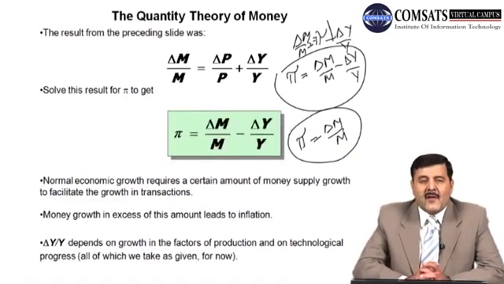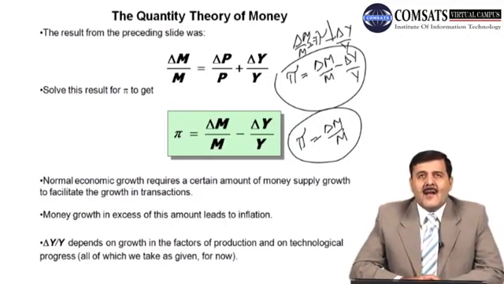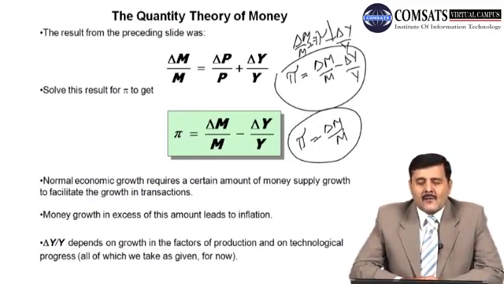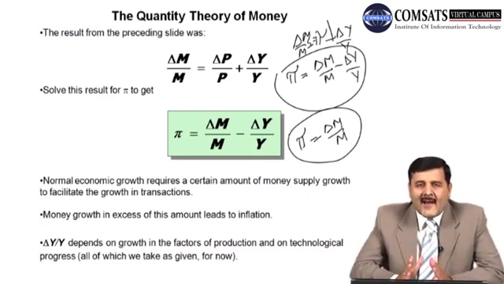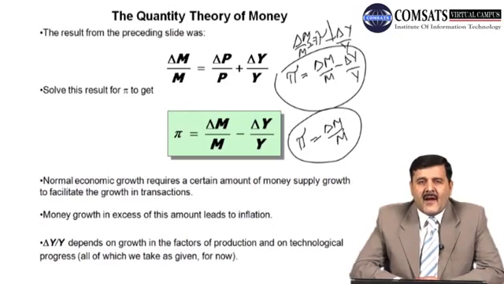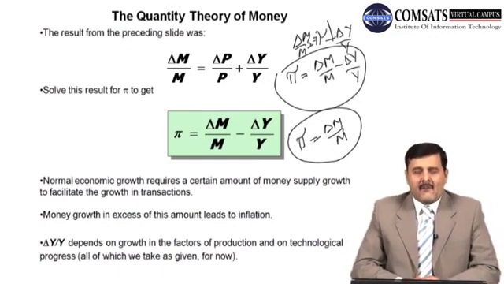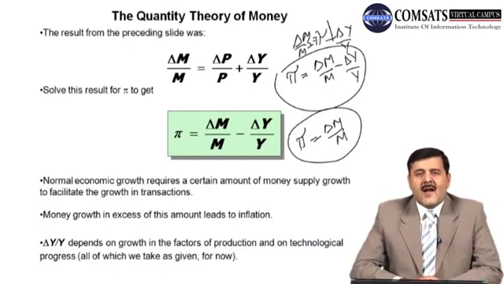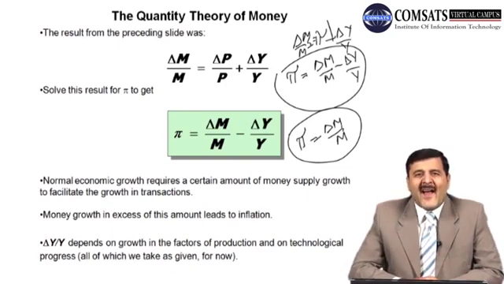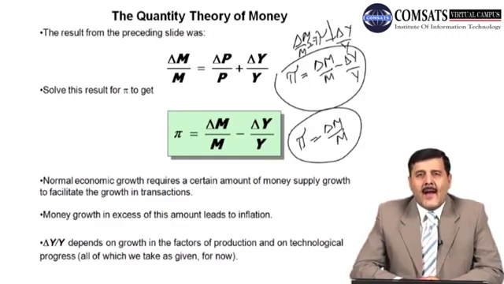Now solve this for inflation and we have come up with the final equation, which is π = ΔM/M − ΔY/Y. So this equation can tell us the direct relationship between prices or the inflation rate and the growth rate of money supply, because as we know ΔY/Y depends on the growth rate of factors of production, that is K and L, and for now if we assume that K and L are given, we can say that π is equal to ΔM/M.